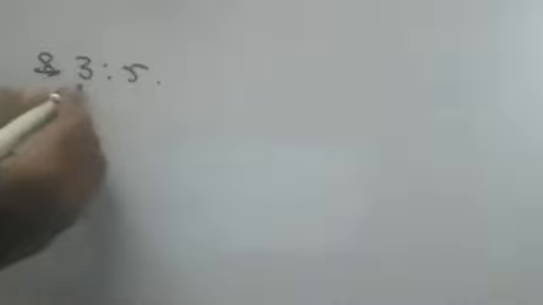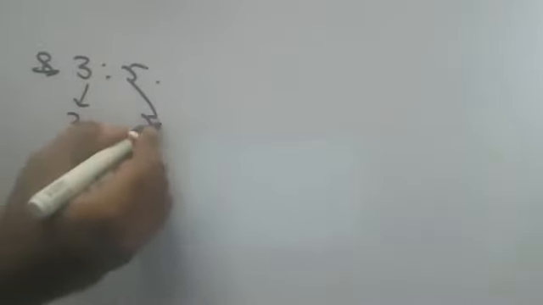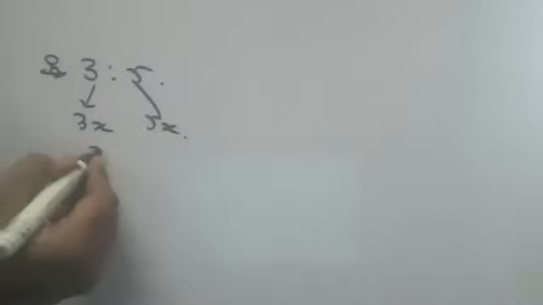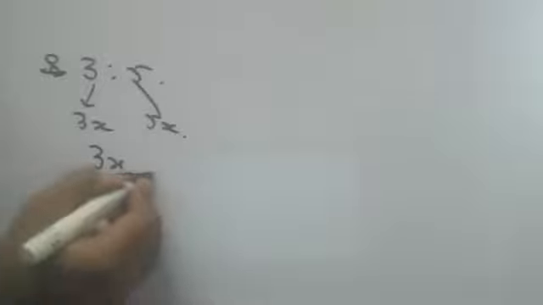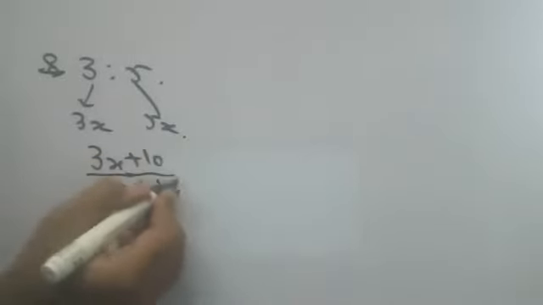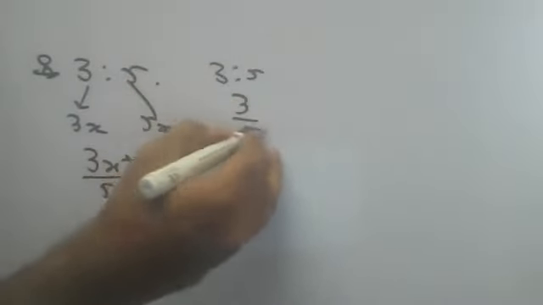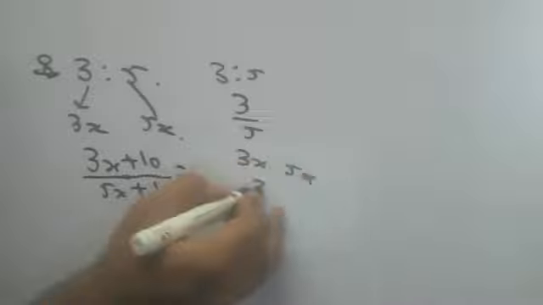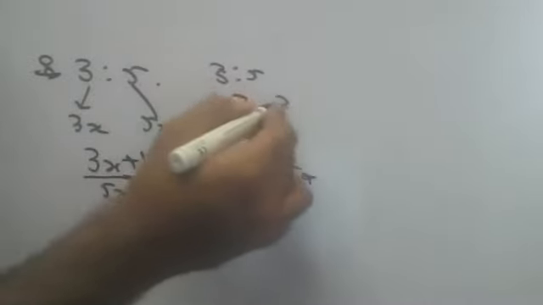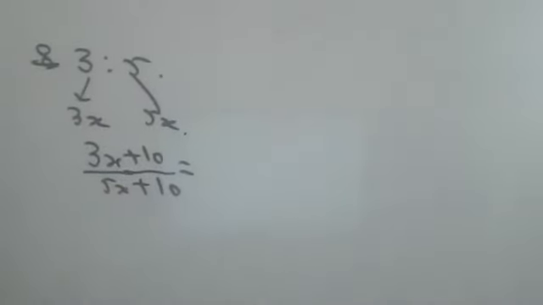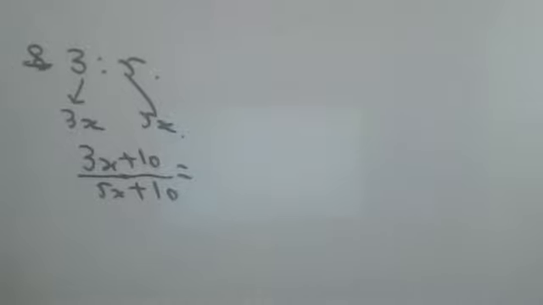8th question. Two numbers are such that the ratio between them is 3:5. Ratio between them is 3:5 means what will we always write? 3x and 5x we will write. If each is increased by 10, increase means plus. 3:5 means 3 by 5, so 3x and 5x means 3x by 5x. Ratio means fraction always. So 3x plus 10 by 5x plus 10. If 10 is added to each, what happens?